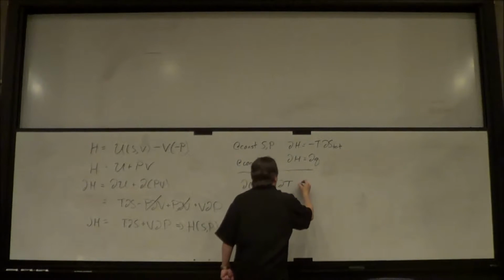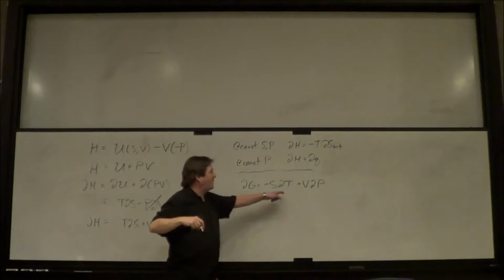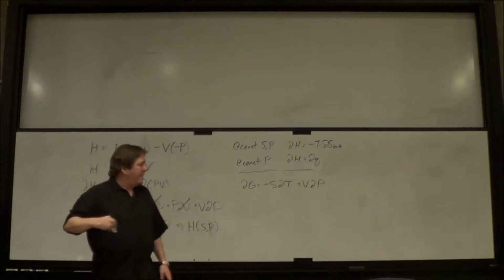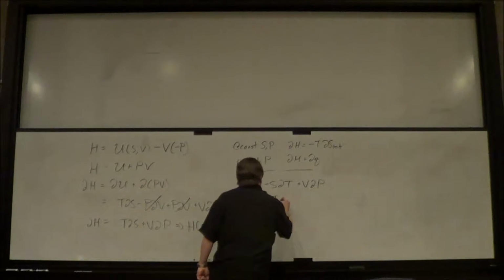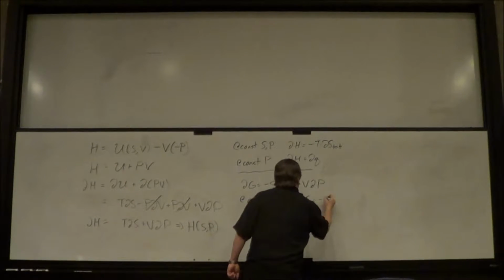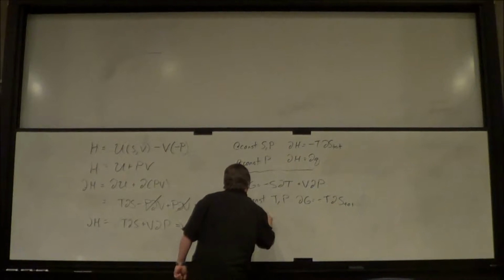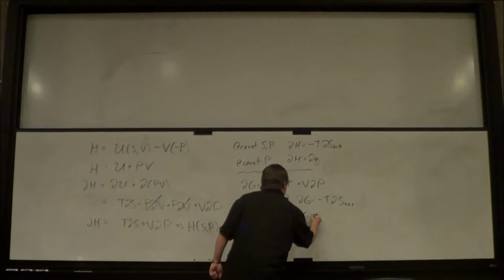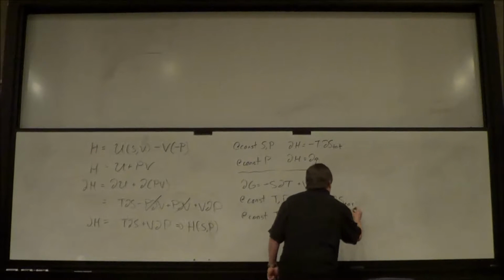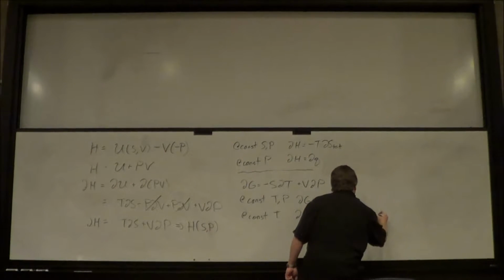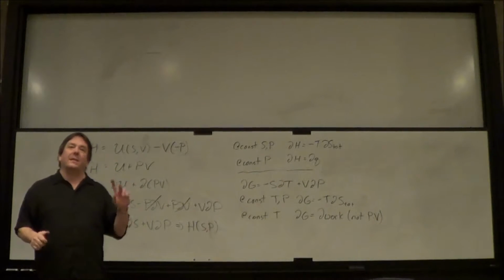All right, so G again is useful. The change in G is minus T times the change in total entropy when T and P are constant. Again, that's incredibly useful, but at constant T, the change in G is work, not PV work, not pressure-volume. Some other kind of work. Now, the best example is electrical work.